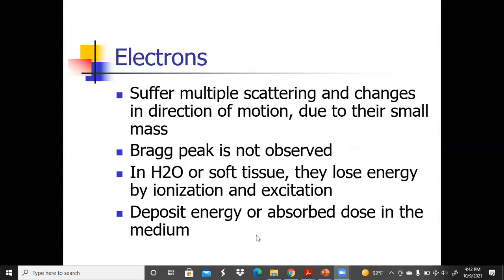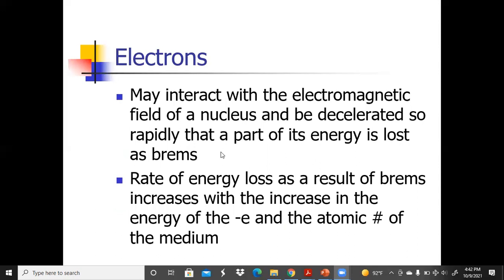Now, electrons suffer multiple scattering and changes in direction of motion, and again, that's due to their small size. You don't see a Bragg peak. In water or other soft tissue, they lose energy by ionization and excitation and deposit absorbed dose in the medium. They can interact with the electric field of a nucleus and be decelerated so rapidly that part of their energy is lost as Bremsstrahlung. The rate of energy loss as a result of Bremsstrahlung increases with the increase in the energy of the electron and the atomic number of the medium.